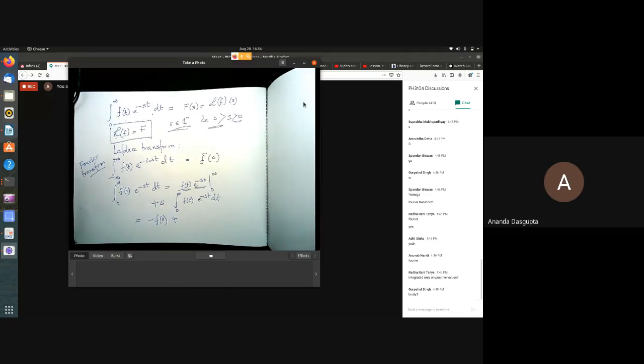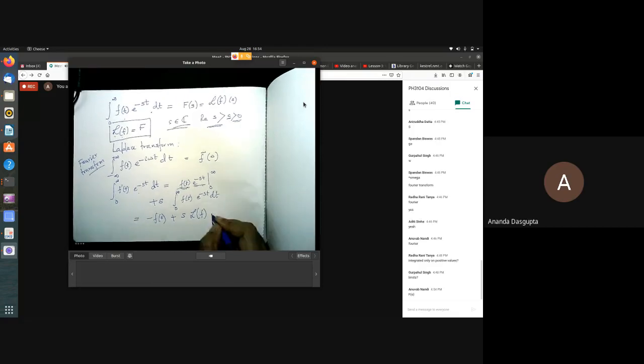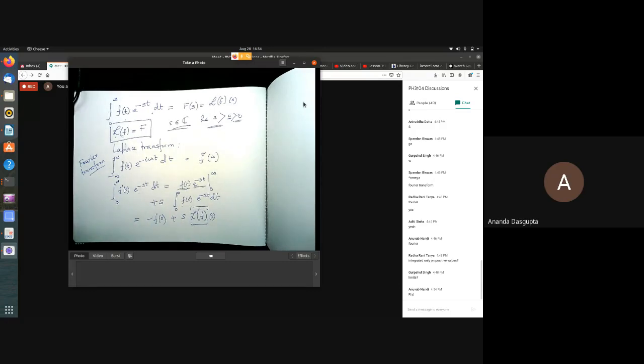plus, and what is this thing? s times L of f, the Laplace transform of small f. Notice the differentiation essentially becomes the same as multiplication by s, right? Differentiating the original function in the time domain, which is t, ends up becoming multiplication by s, apart from this minus f of 0.